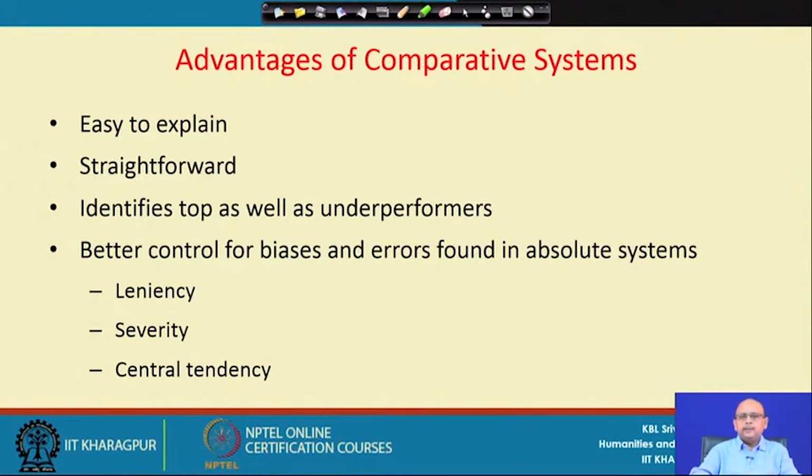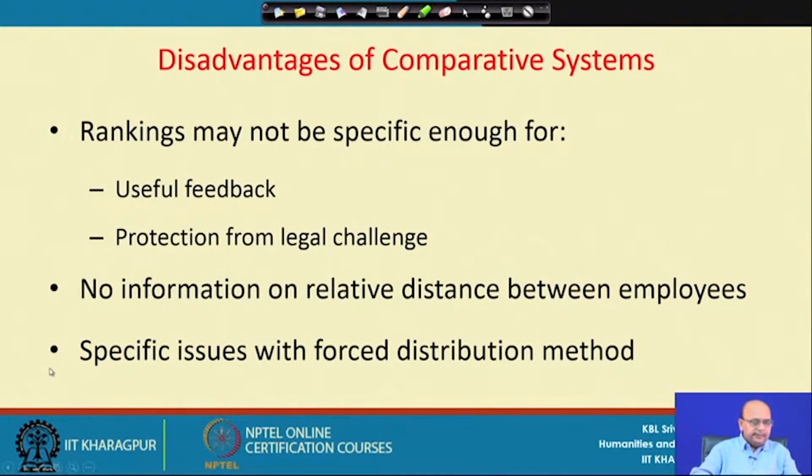So, you are able to control certain things related to leniency, severity and central tendency, right, because these are things which are going to affect your performance measurement, which we will discuss later on. Leniency is when you are too lenient, severity is when you are very strict, and central tendency is when you give an average grade to everybody, right; that is avoided. Now, the disadvantage is basically that you can be challenged, right, because you are not measuring against a standard, right.